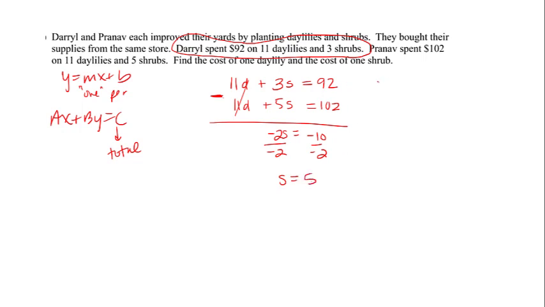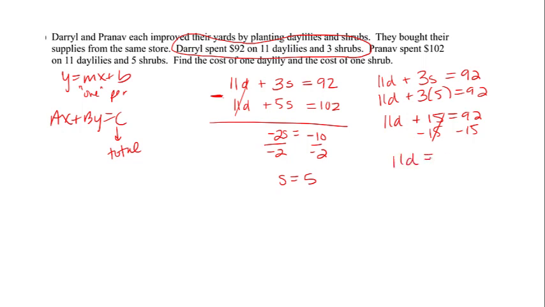Let's go back to one of our original problems, and let's plug a 5 in for S. We're going to subtract 15 from both sides, and we're going to divide by 11. So it says find the cost of one daylily. One daylily is $7, and then one shrub is $5.